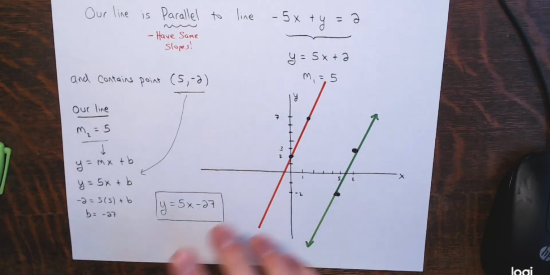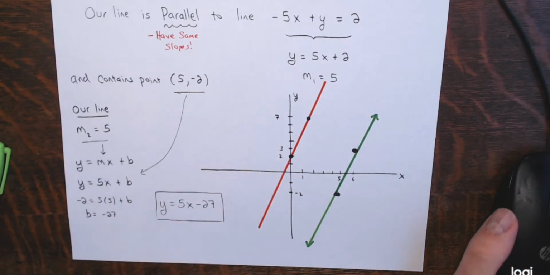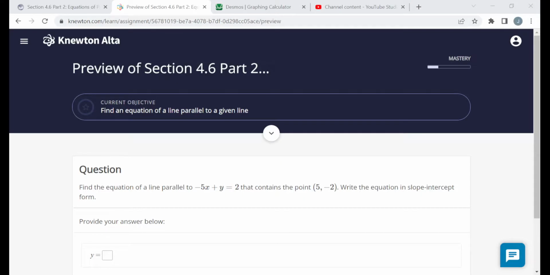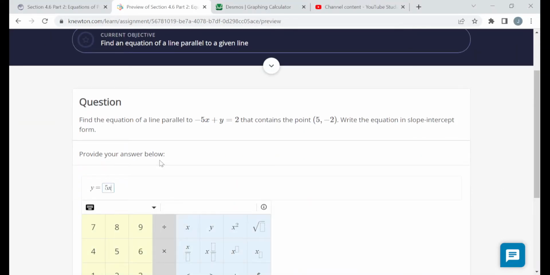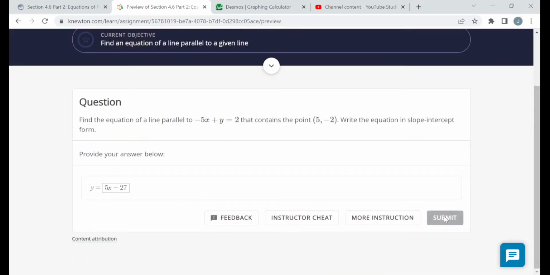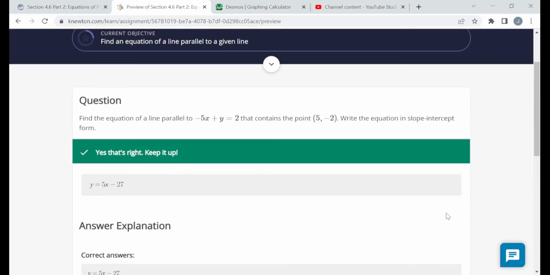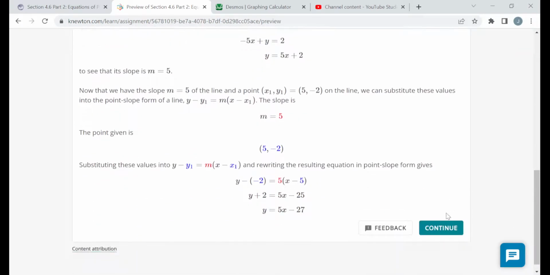Same slope as that line, parallel. You can see in my drawing. You could also go to the calculator if you want, look at a better picture. But I'm not going to do that this time. So y equals 5x minus 27. Great. All right. And again, you see how they're using the point slope form first and then solving for y. You saw that again in section 4.6 part 1. I'm not going to go into all that again.